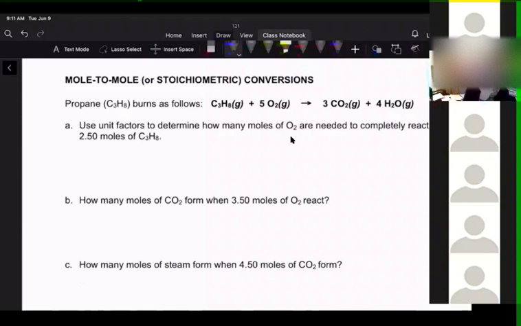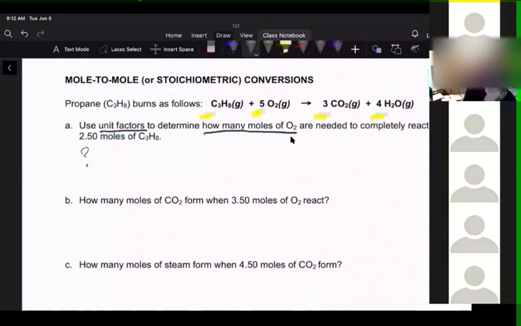One propane molecule requires 5 oxygen. And it burns really clean. It's a nice small fuel, right? So you usually get no soot. So we're going to use our unit factors, those mole-mole relationships, to figure out how many moles of oxygen.